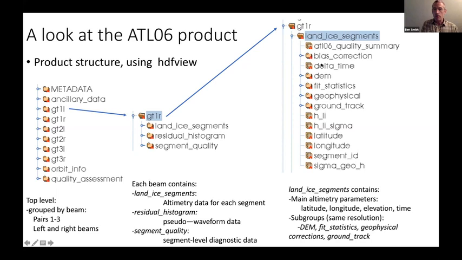So in general, the easiest thing to do is to just read the parameters from within each of these GT1L or GT1R groups. If you need more parameters to give you an estimate of how well things are working, you can delve into the subgroups here, which will provide the corrections that have been applied, provide things like the DEMs, provide the slopes that go along with the segment heights.